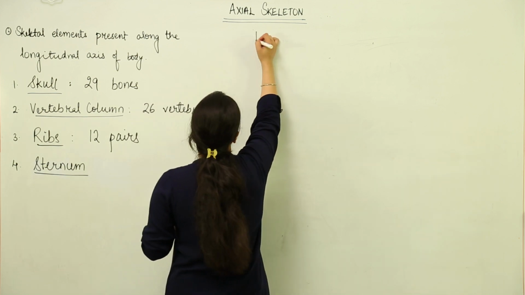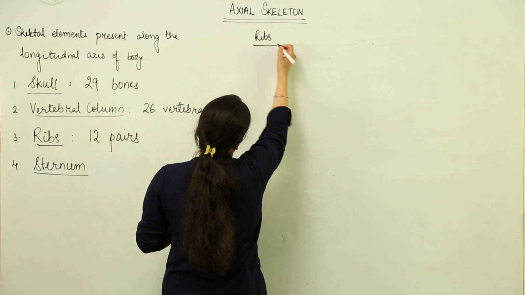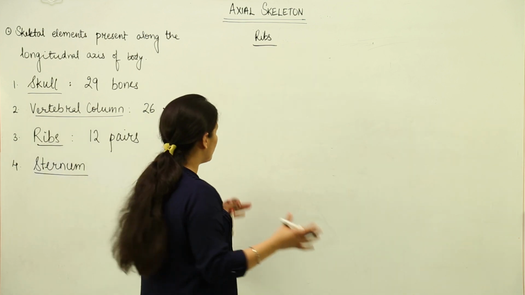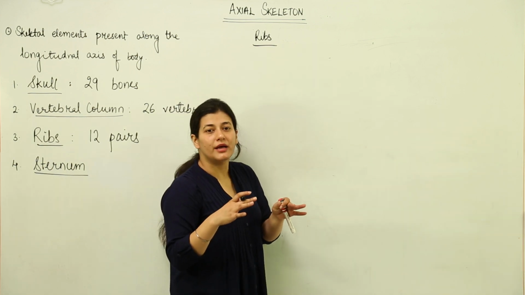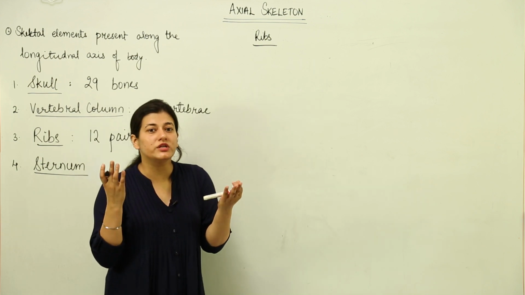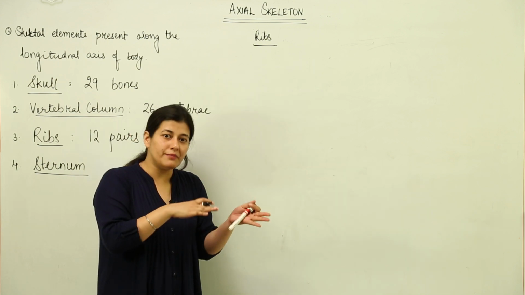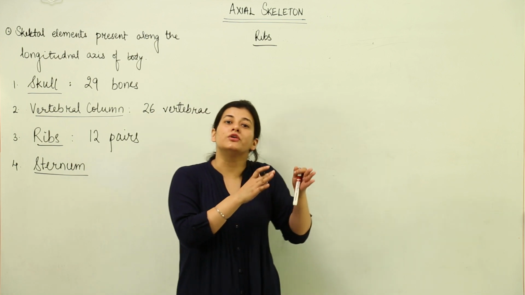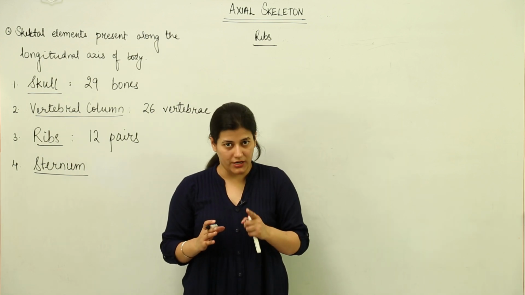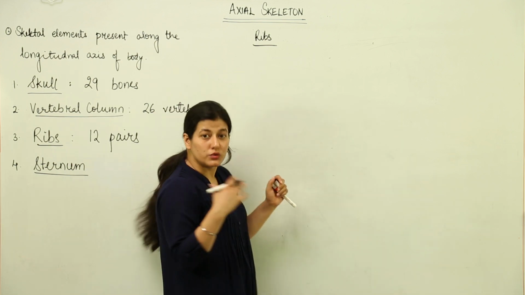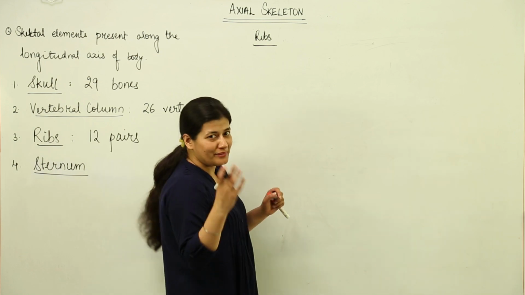When we talk about ribs, the first thing you have to remember is that they are 12 in number. Why are they 12 in number? Because they form the rib cage, whose number is similar to that of the thoracic vertebrae. Keep that in mind. The thoracic vertebrae were also 12 in number.